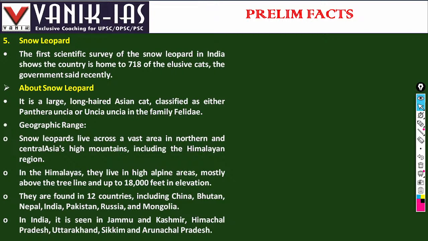Geographical range: snow leopards live across a vast area in northern and central Asia, in high mountains including the Himalayan region. In the Himalayas, they live in the high alpine area, mostly above the tree line and up to 18,000 feet in elevation. They are found in 12 countries including China, Bhutan, Nepal, India, Pakistan, Russia, and Mongolia. In India, this is in Jammu and Kashmir, Himachal Pradesh, Uttarakhand, Sikkim.